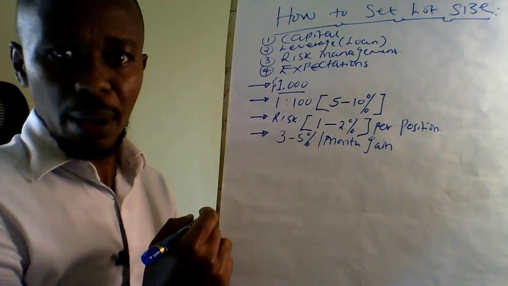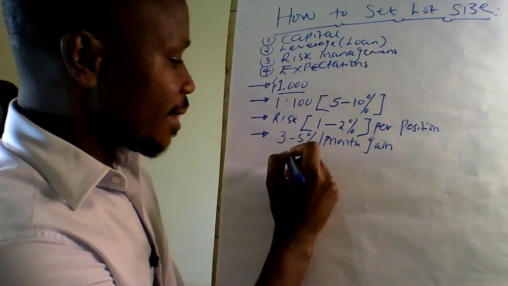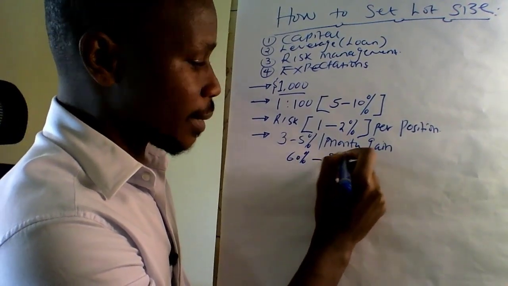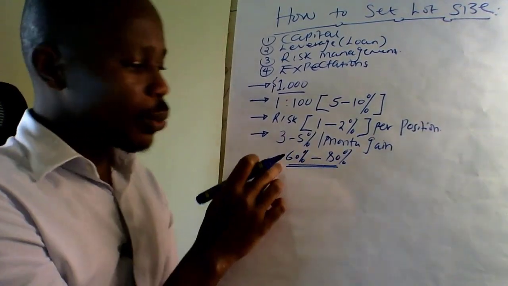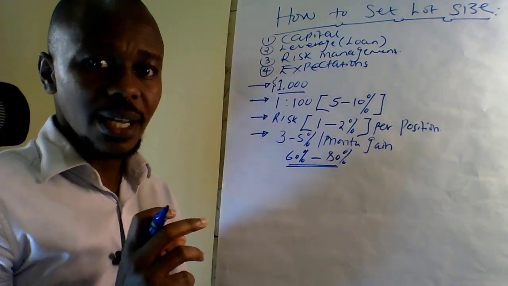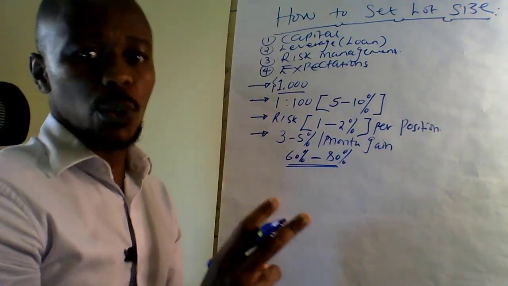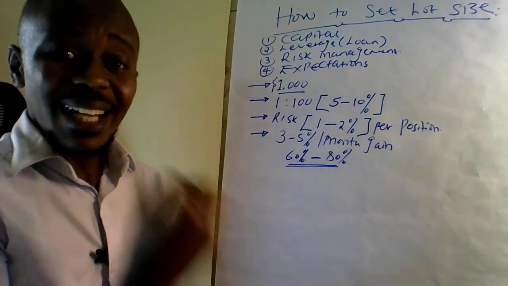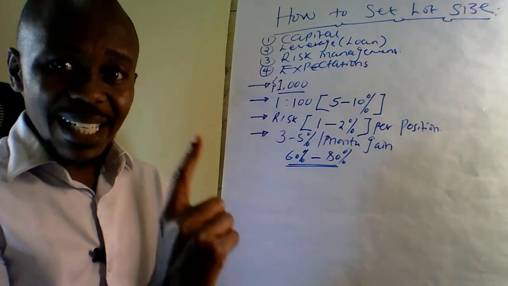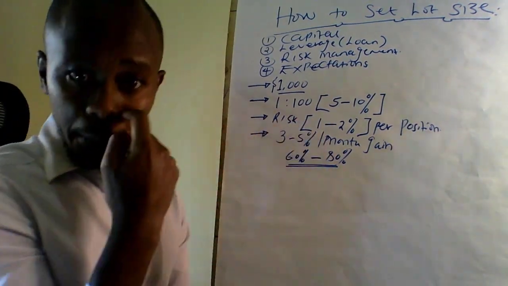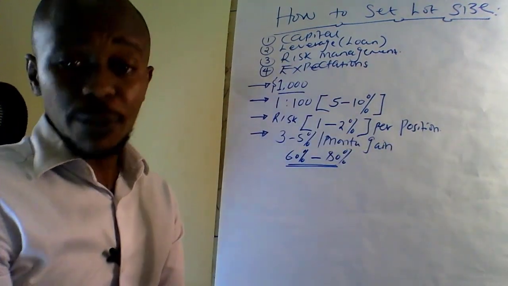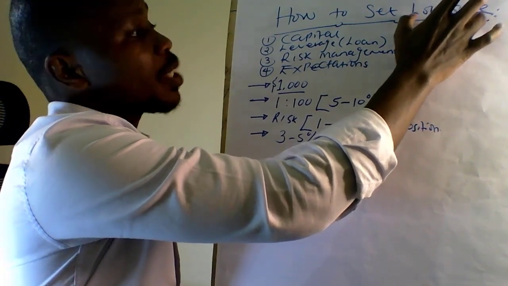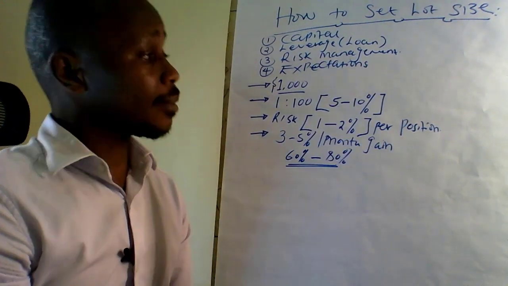Assume you maintain 5% per month. Over a period of 12 months, that's about 60%. If you compound that, it could even go up to 80%. Any return giving you 60%, 80% annually, that's a very good investment. So, with realistic expectations, guided by proper risk management and utilizing a leverage of 5 to 10, it will ensure you don't utilize a lot size which is unrealistic.